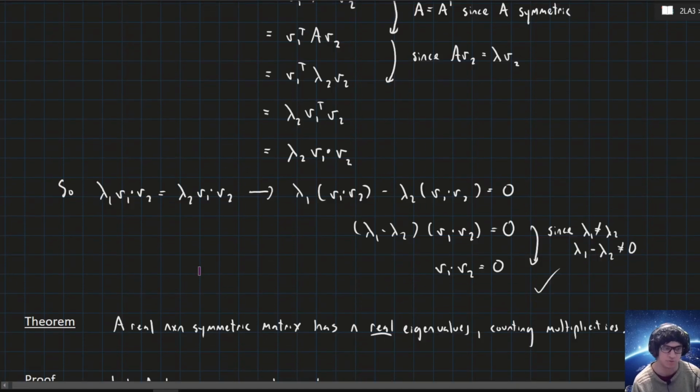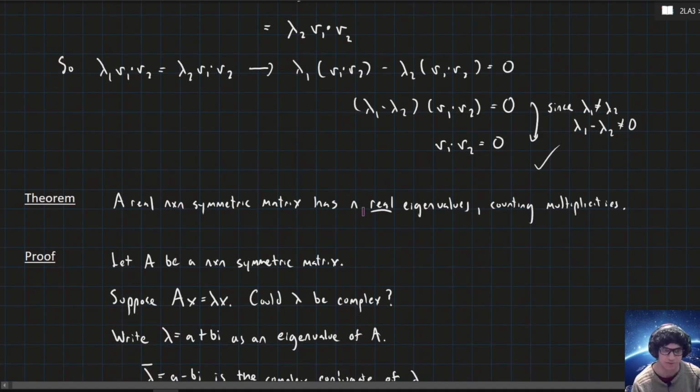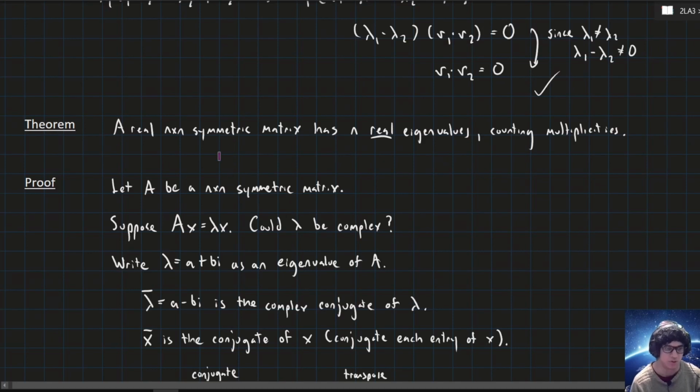Now we'll prove one more remarkable fact about symmetric matrices. The fact is that they have real eigenvalues. We'll never get complex eigenvalues from a symmetric matrix. So we'll walk through a proof of that. A real n by n symmetric matrix has n real eigenvalues counting multiplicities.